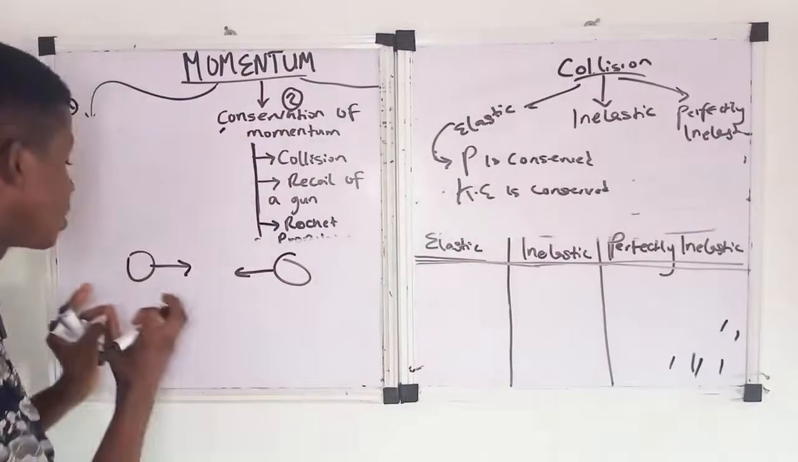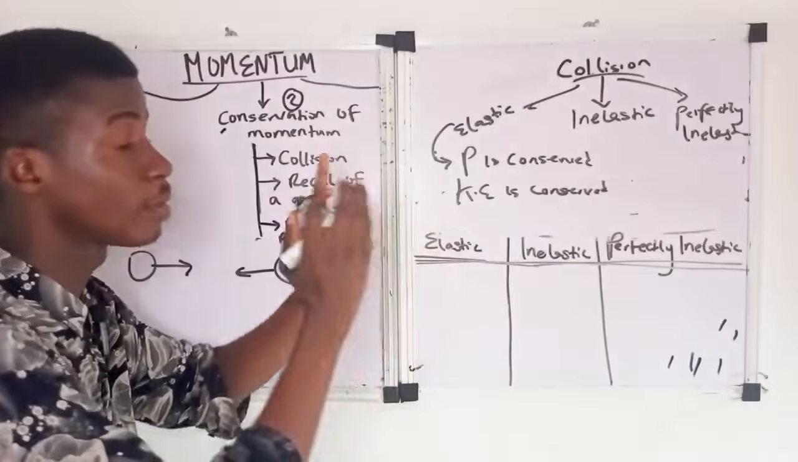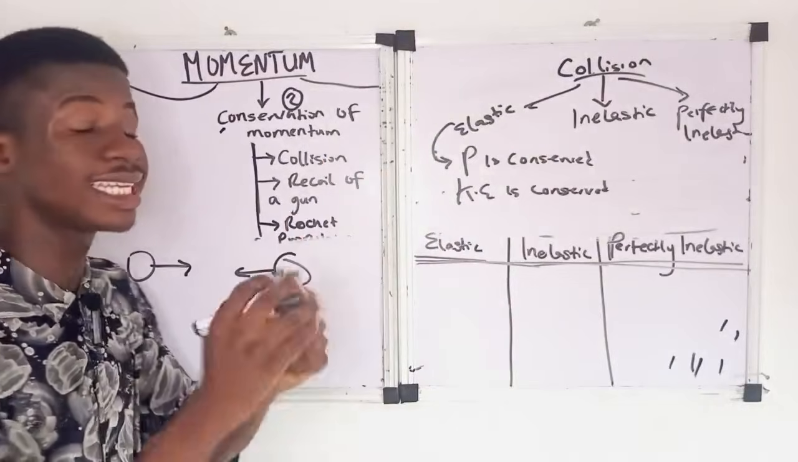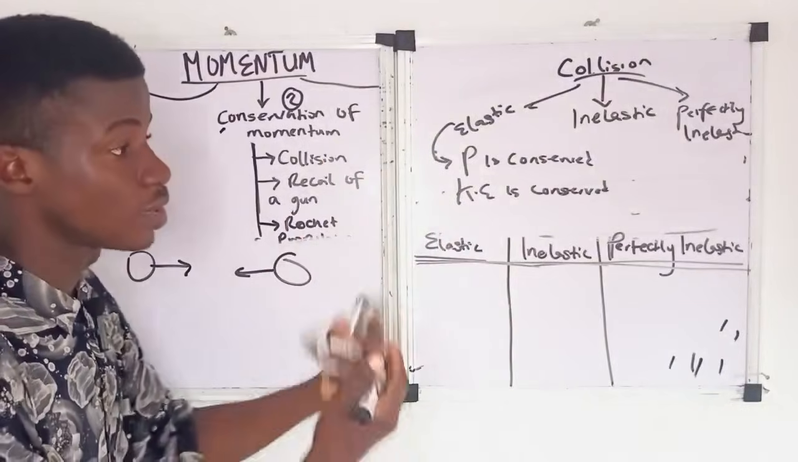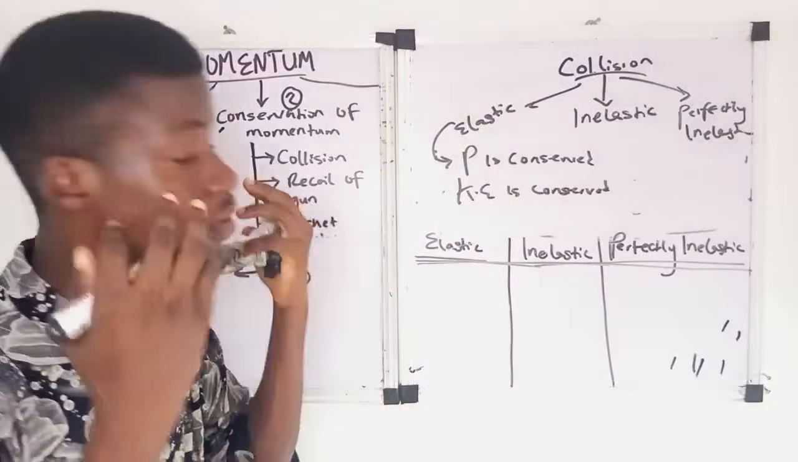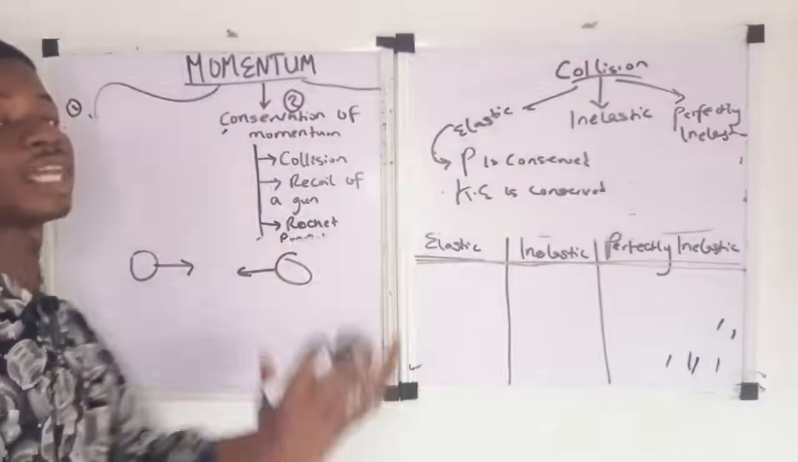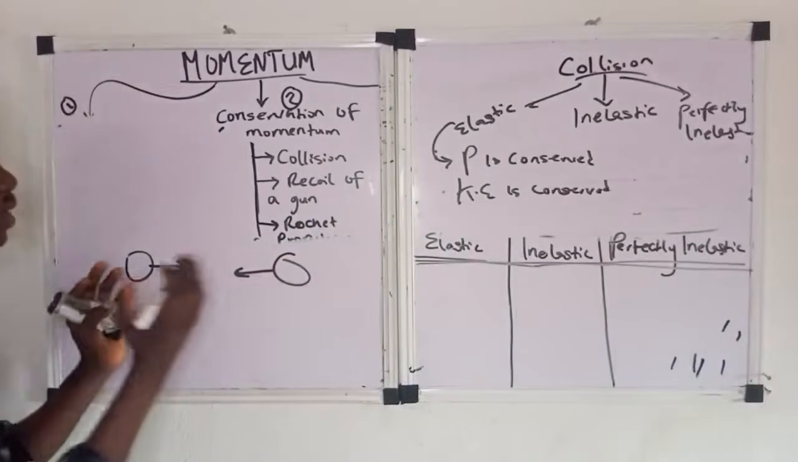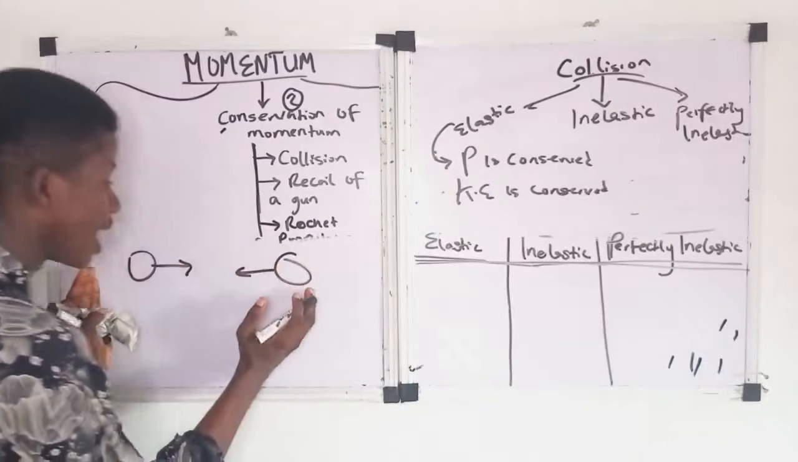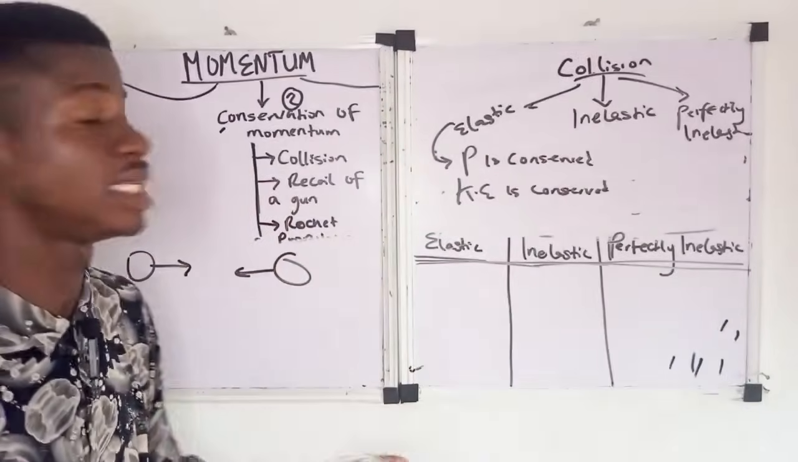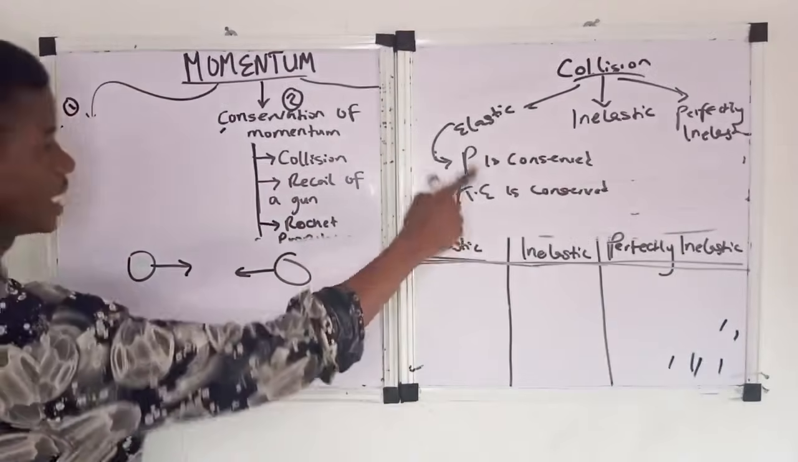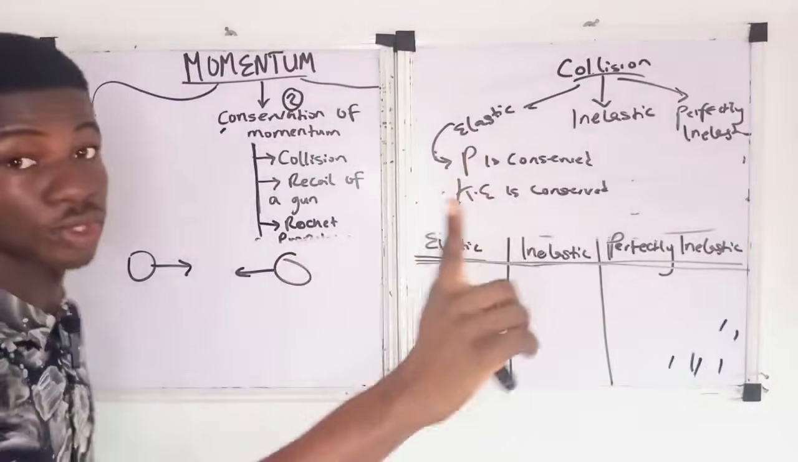Now the kinetic energy in an elastic collision is always conserved. Why? There is no loss of energy. Before the two bodies collide and after they collide, there is no loss in kinetic energy. So that is why kinetic energy is conserved. Remember, momentum is always conserved, right?